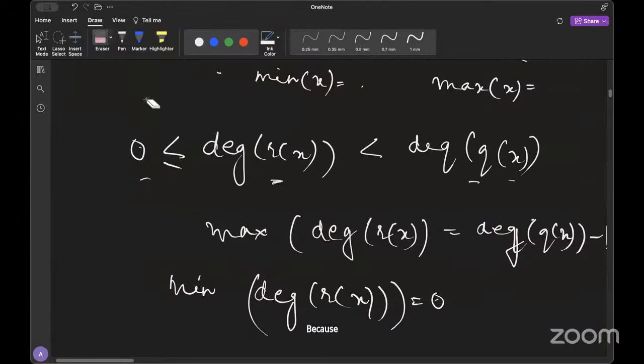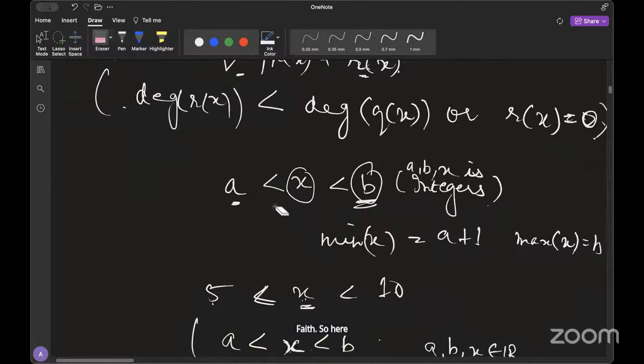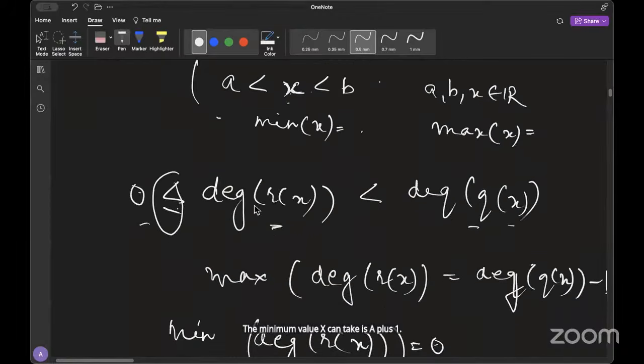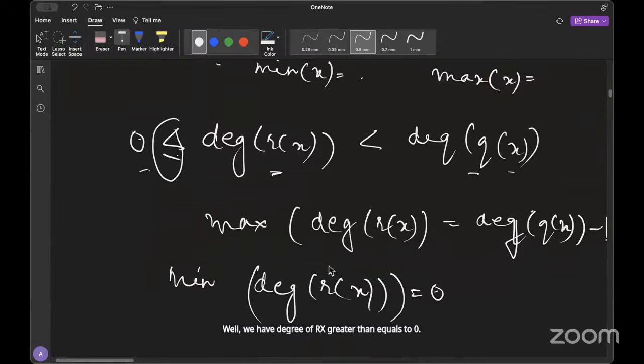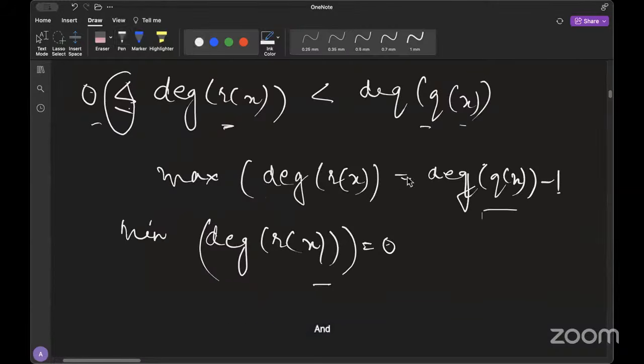Because your degree of R(x) can be 0. Here we have greater than or equal to. Here we had strictly greater than, right? So here we had x strictly greater than a. That's why the minimum value x can take is a plus 1. Here we have degree of R(x) greater than or equal to 0. That's why it can also take the value 0. So the minimum degree of R(x) should be 0. And the maximum degree should be this.